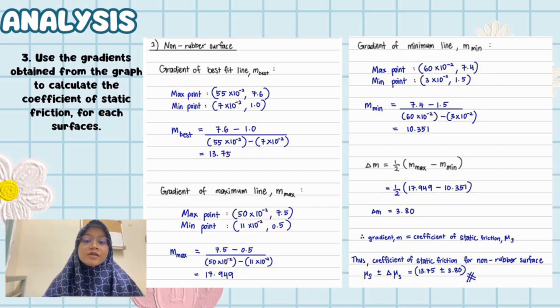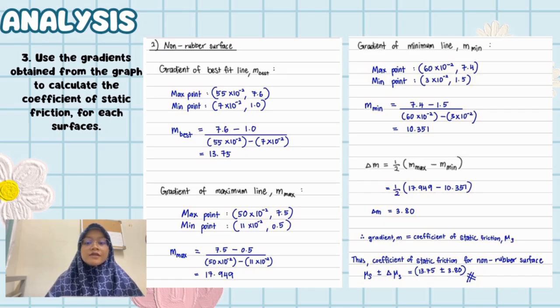Now we are going to find the gradient for the non-rubber surface. First, we have to find the maximum point and minimum point of the best fit line. So for the maximum point, we get 55 times 10 to the power of negative 2 and 7.6. And for the minimum point, we get 7 times 10 to the power of negative 2 and 1. Putting those values into the gradient formula, we will get that the gradient of the best fit line is 13.75.